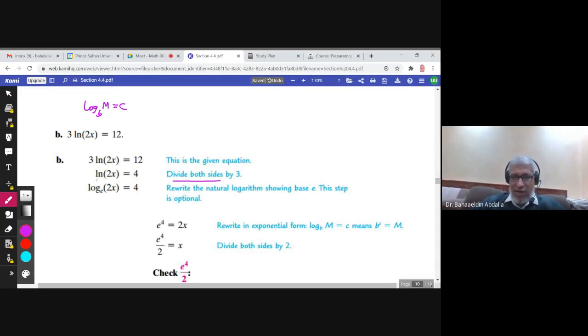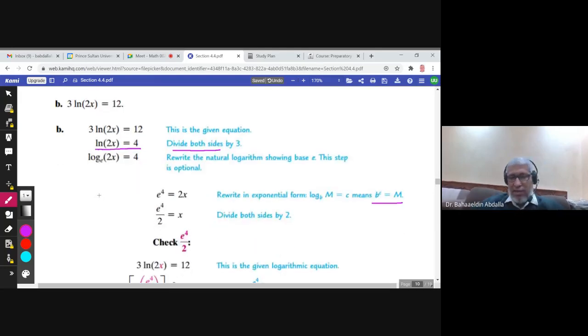So once you have it like this, without 3 before the ln, now we can change it to the exponential form. Okay, remember, ln is log to the base e. You can write it like this if you want. It is not necessary. If you understand that ln is log to the base e, you can immediately write e to the power 4 equals 2x. But if you want, you can write ln as log to the base e, and then you use this formula. So e to the power 4 would be equal to 2x.